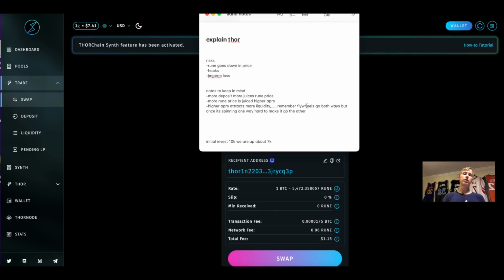Next is hacks. There's a chance that it gets hacked again. Next is impermanent loss. There's such a thing as that, especially if you're depositing RUNE, you can lose it on the upside. So something to keep in mind as well.